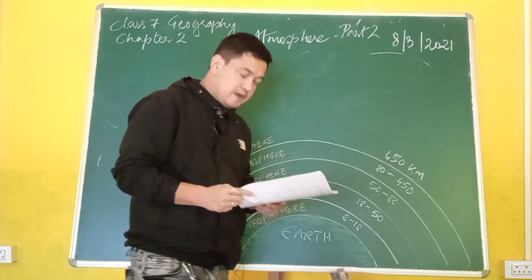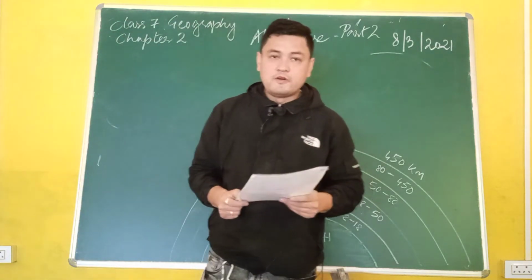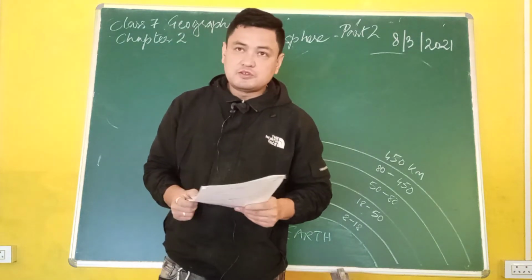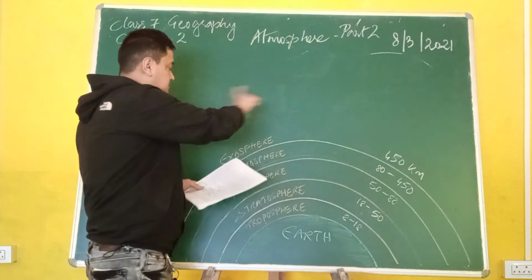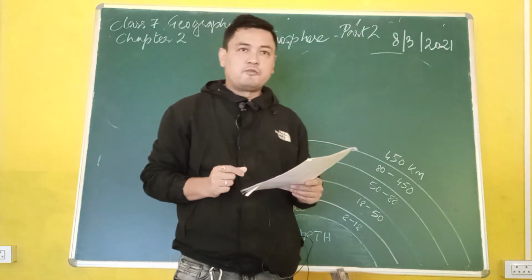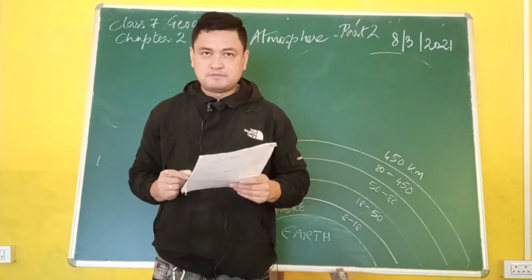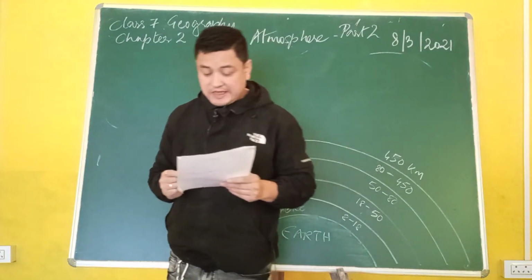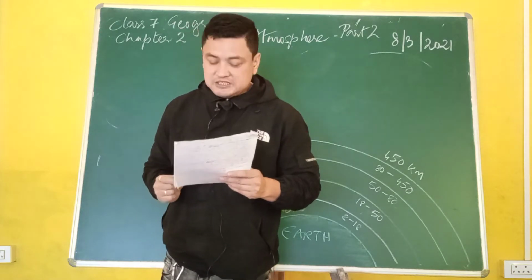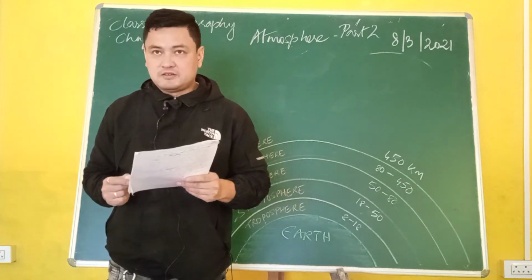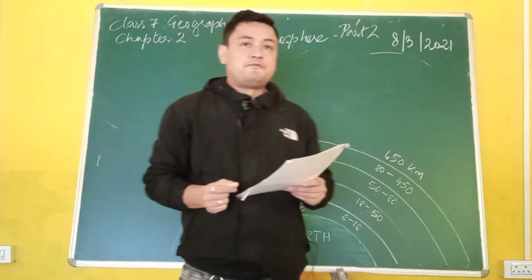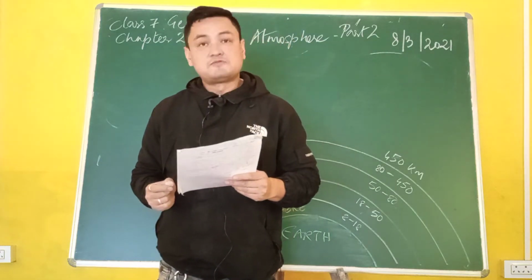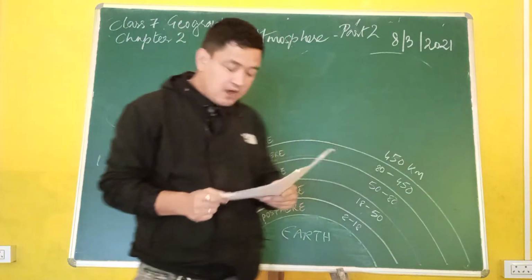Last time I taught you the composition of the atmosphere. In the composition of the atmosphere, I made a table where I taught you about permanent gases as well as variable gases, as well as suspended particulate matter, which are found in aerosols, as well as water vapor.